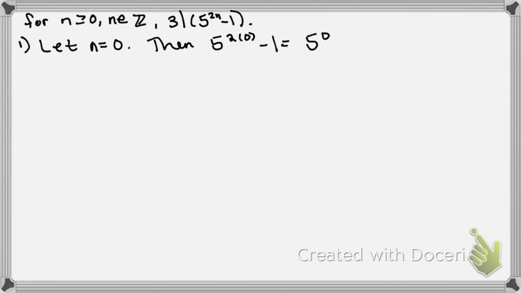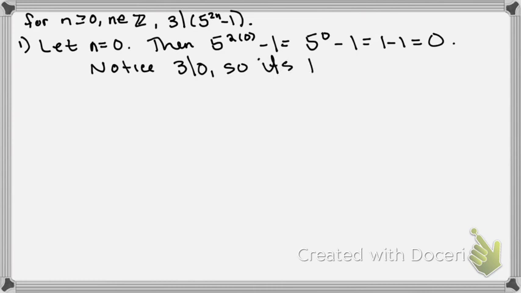Oh, okay. Minus 1. I was thinking this was 4, and I was like, 3 does not divide 4. What's 5 to the 0 power? 1, right? So this is 1 minus 1, which is equal to 0. So notice 3 divides 0. So it's true. Right. Everybody divides 0, right? 0 can't divide anybody, but everybody divides 0.